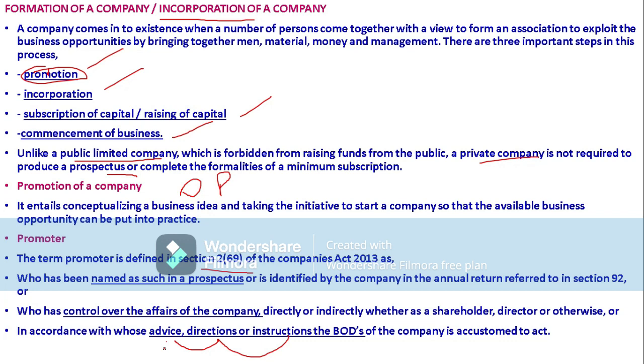So what functions does a promoter perform? A promoter performs functions like identification of business opportunities, meaning which business gives more profits. Identification of business opportunities means the opportunity could be in the form of developing a new product or service, making a product available through new channels, or any other investment opportunity. The technical and economic feasibility of the opportunity is also assessed by the promoter, meaning he will see the feasibility of the technicalities.